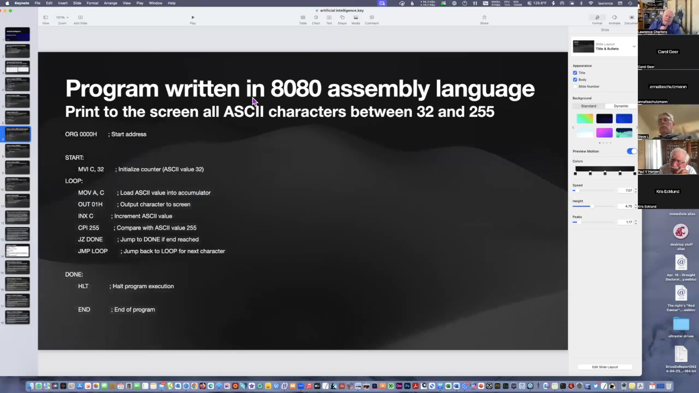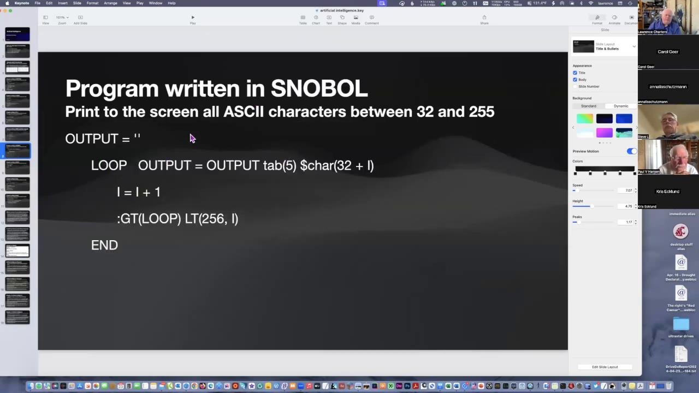That's essentially what 8080 assembler is. You have to talk it directly into computer speech. You can't use some English-like language. Here is a program written in Snowball. You'll notice that of all of the ones I'm going to show, this is the shortest one.